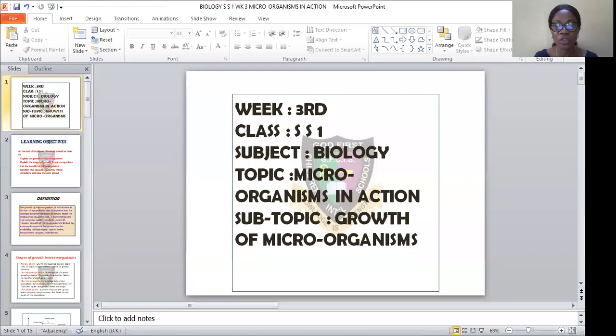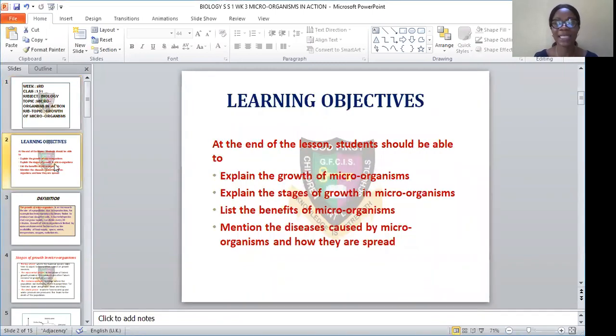Back to the business of today, which is microorganisms in action. That's our third topic for this term. But before we proceed, let's see the learning objectives for today. What are the learning objectives of today? One, as a student, at the end of this class, you must be able to tell me the meaning of microorganism. You must be able to explain how microorganisms grow, also the stages of their growth, and also mention the beneficial effects of microorganisms to us. And lastly, you must be able to mention diseases caused by these microorganisms and how they can spread.